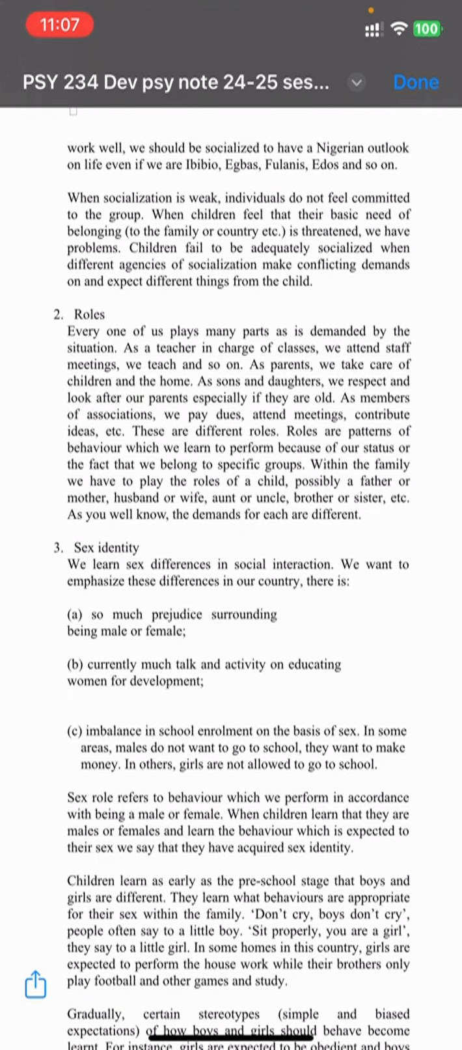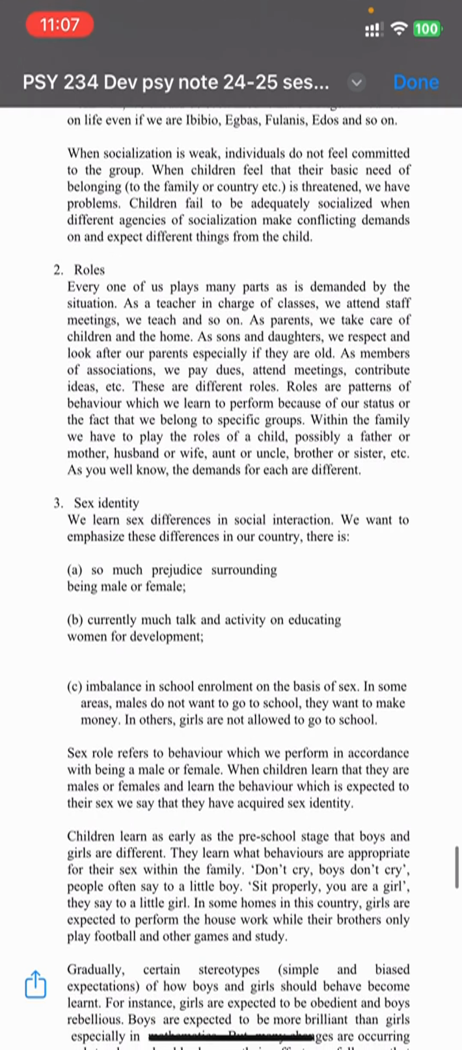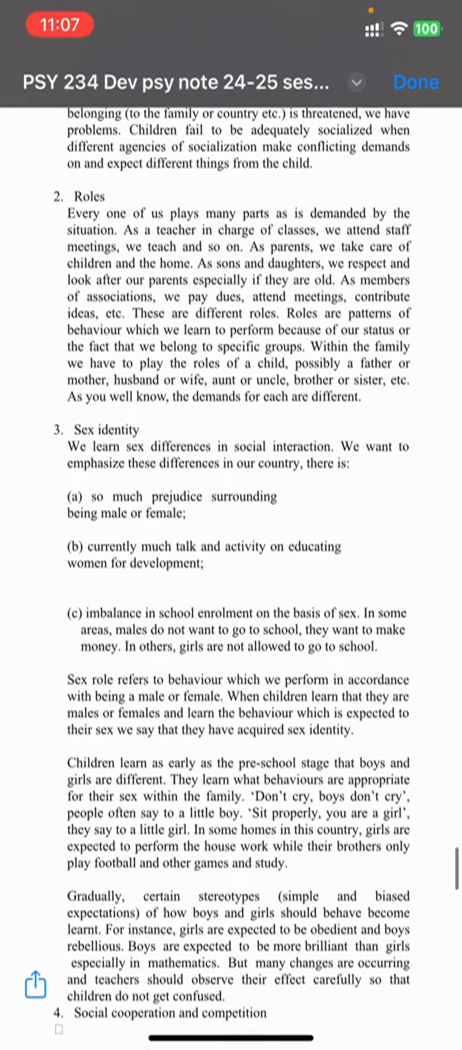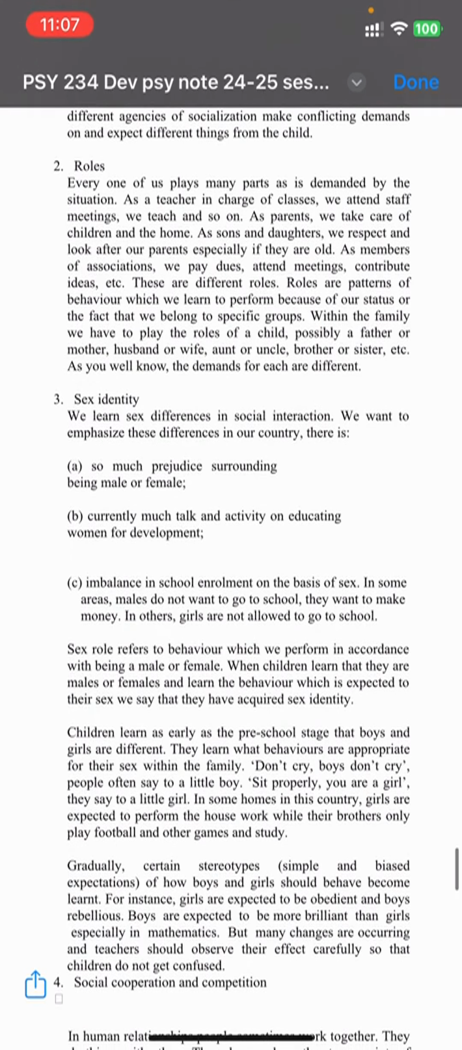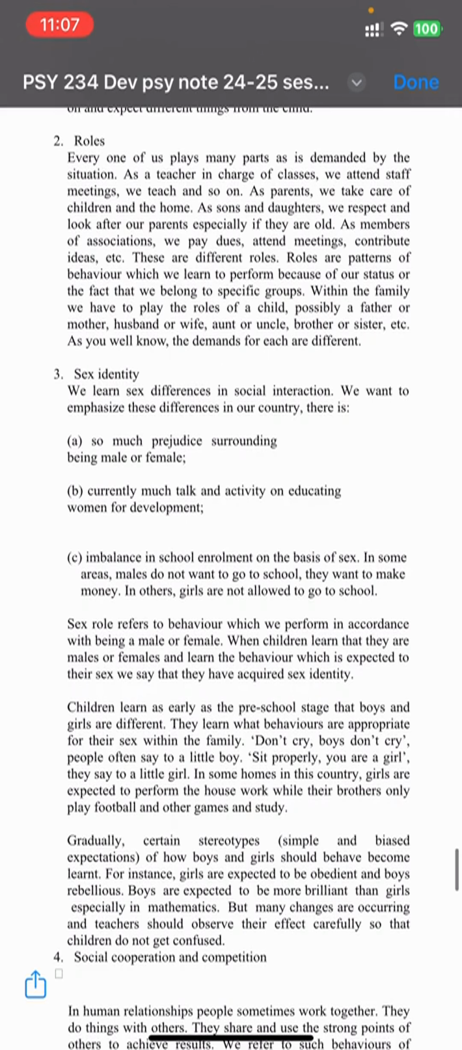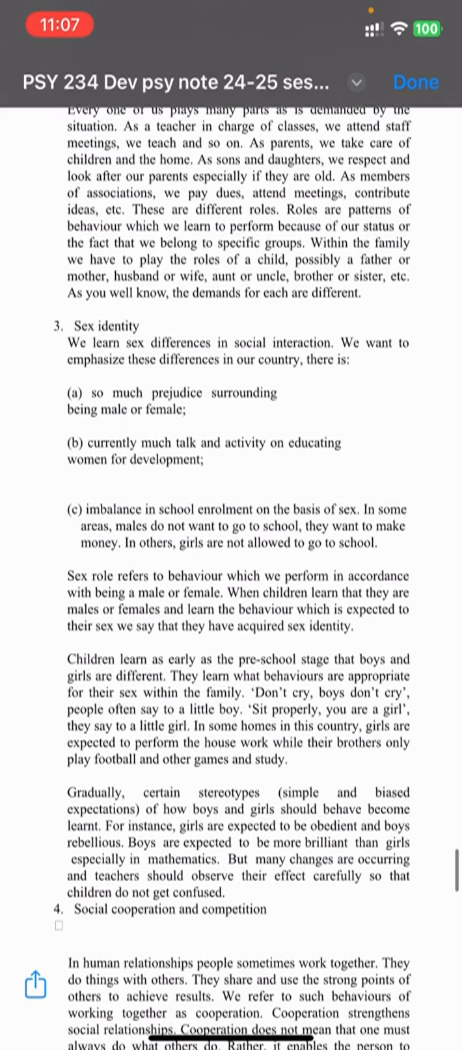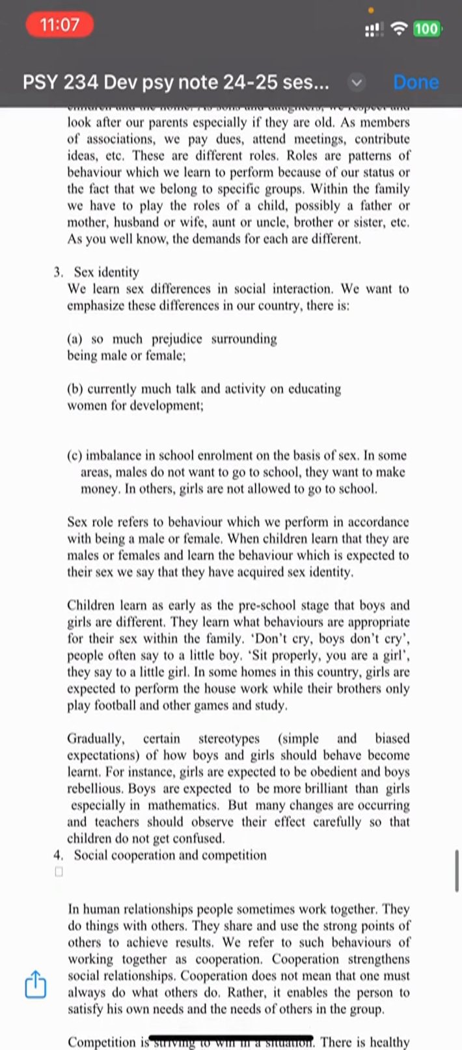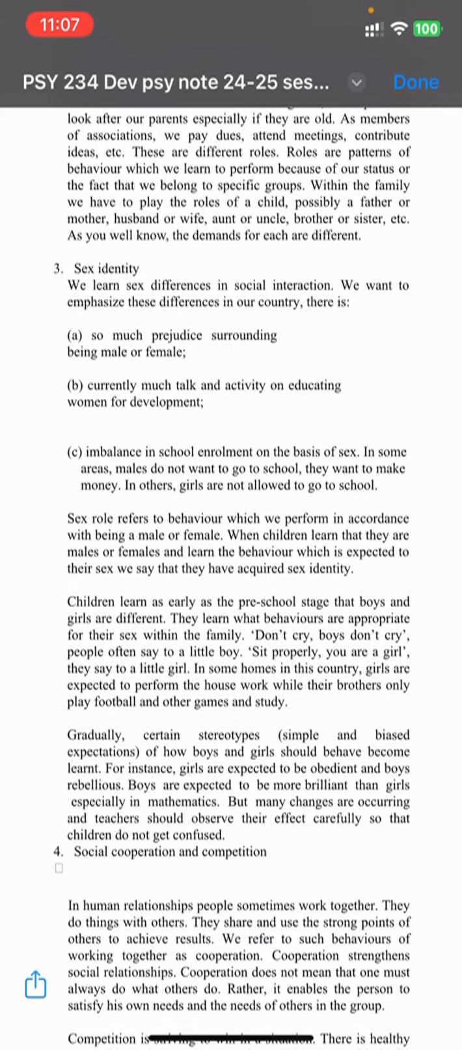Now, sex identity. We learn sex differences in social interactions. We want to emphasize these differences in our country. There is so much prejudice surrounding being male or female. Currently, there is much talk and activity on educating women for development. Imbalance in school enrollment on the basis of sex. In some areas, males do not want to go to school. They want to make money. Star boy. In others, girls are not allowed to go to school.